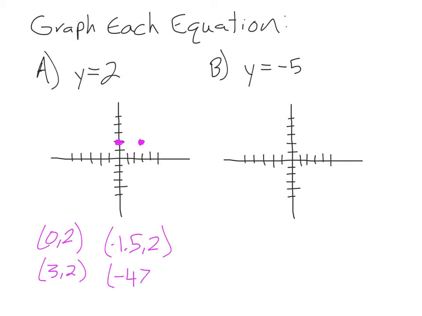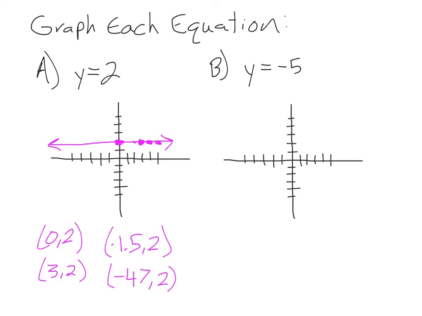Negative 47, 2 is a solution. And in all these cases on our coordinate plane, any point that has a y-coordinate of 2 is a solution. So we can draw our line just like that. Every single point that has a y-coordinate of 2 is a solution.